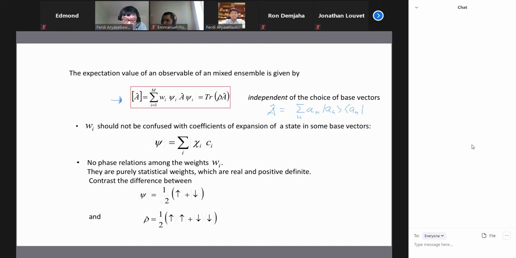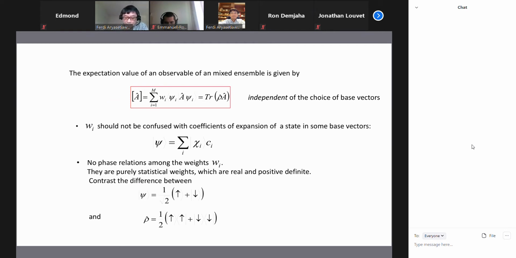And then we gave an example to illustrate the difference between a pure ensemble and a mixed ensemble by considering just a simple case of a spin half. Okay, so that's what we did last time.